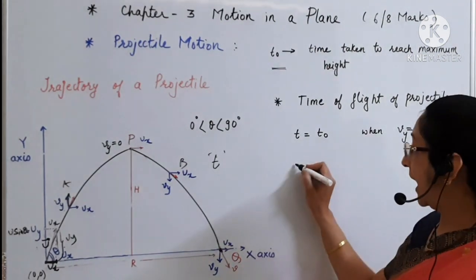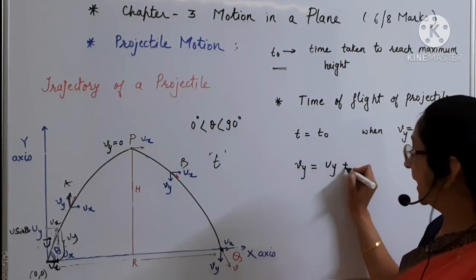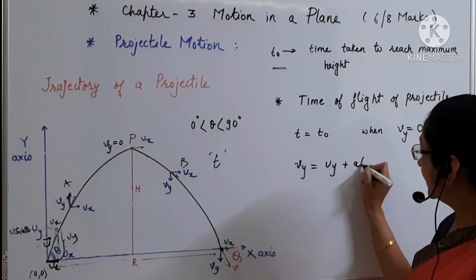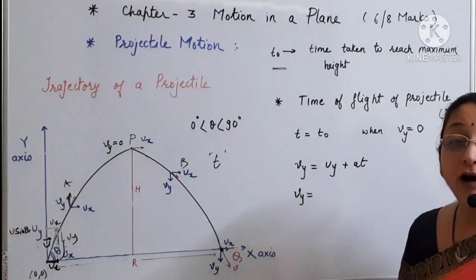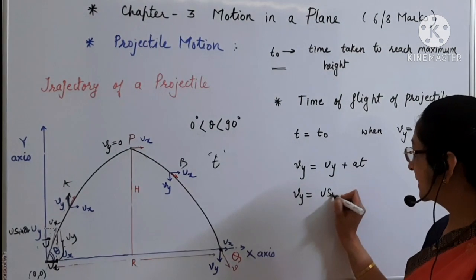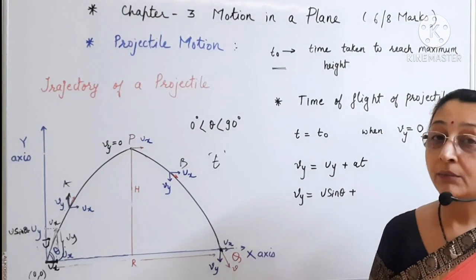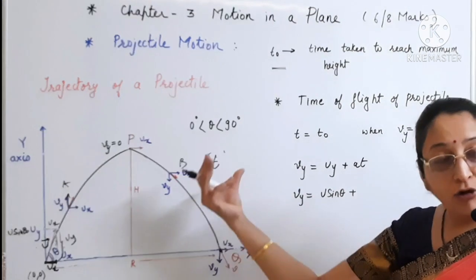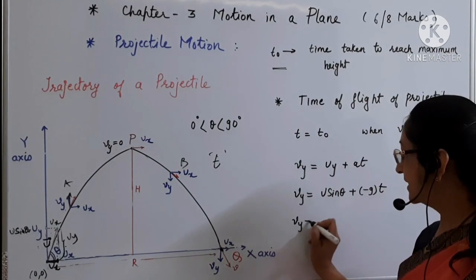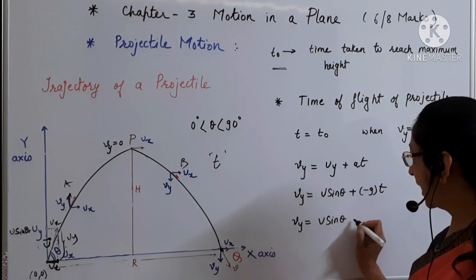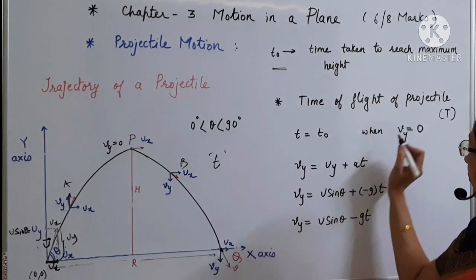Now we know that Vy is equal to Uy plus at. That is, Vy is equal to Uy, which is u sin theta, plus a, the acceleration due to gravity, which is along the downward direction. So a is minus g, into t. So Vy is equal to u sin theta minus gt. Now at this particular point when t equals T0, Vy equals 0.